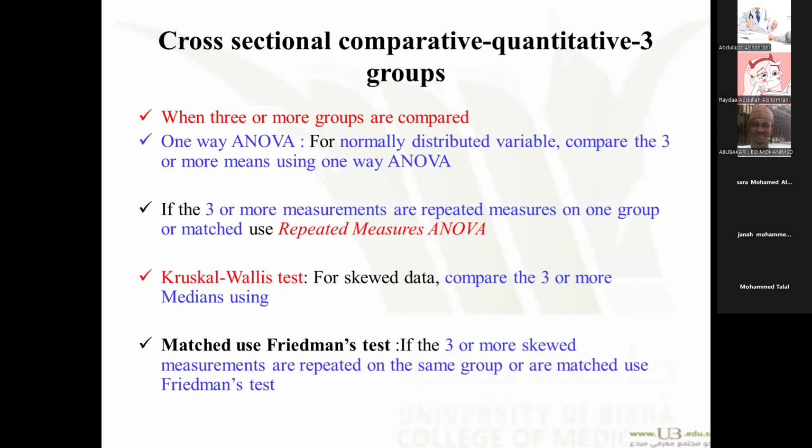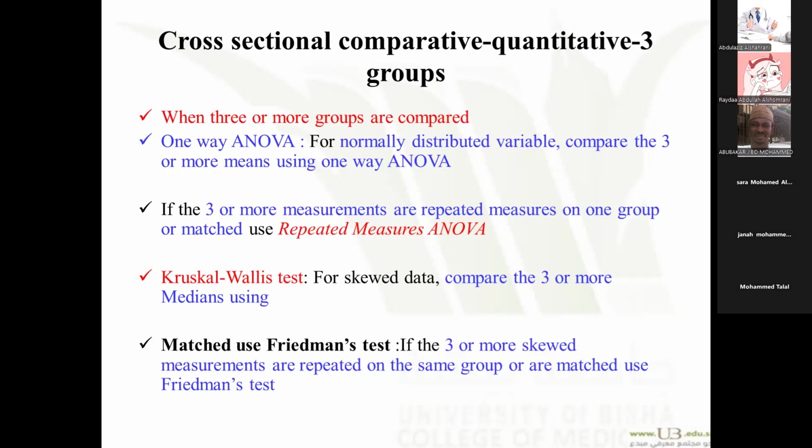Now, in some cases, you discover that you have three groups to compare. When three or more groups are compared, it is advisable to use one-way ANOVA. So for a normally distributed variable, compare three or more means using one-way ANOVA.